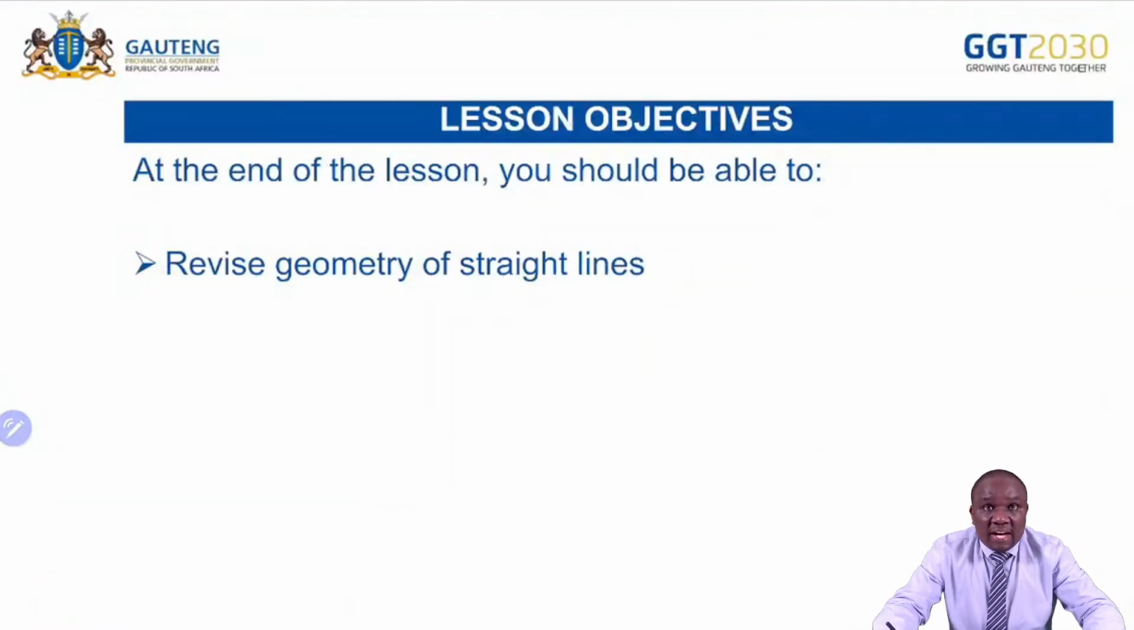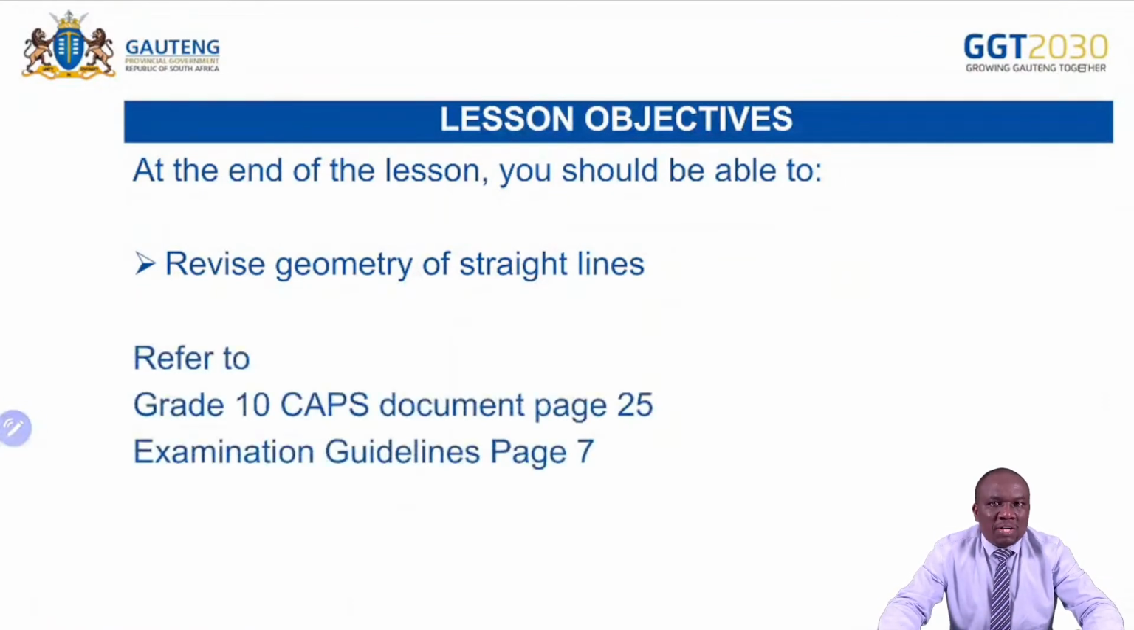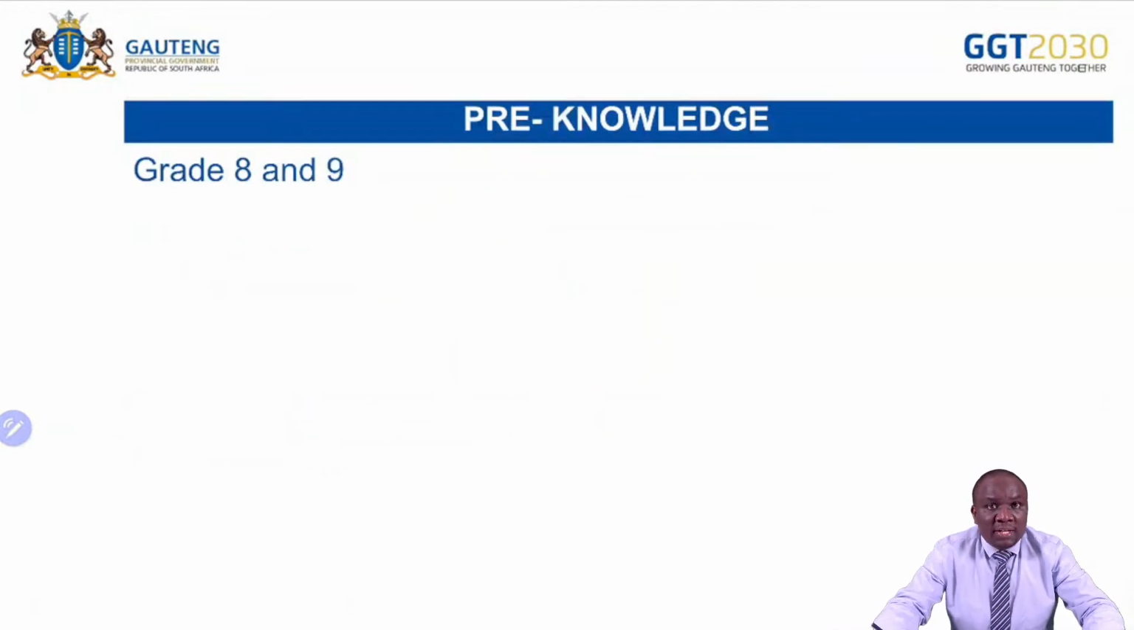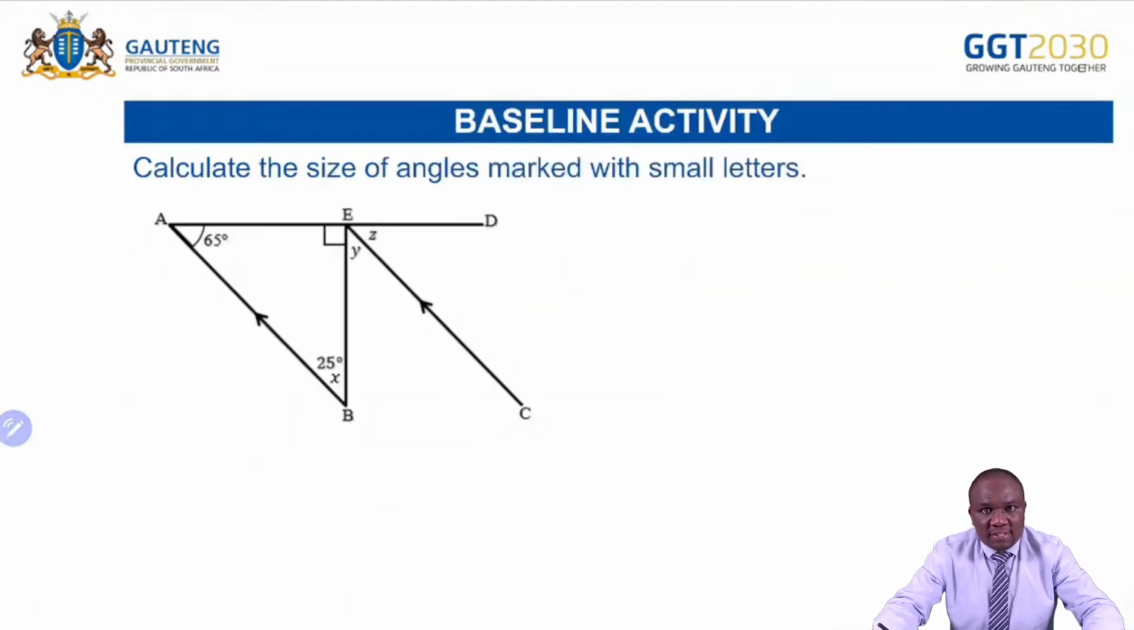Today we're going to revise geometry of straight lines. Like I've said, that's the main objective. We want to revise geometry of straight lines. In grade 8 and 9, we have done this topic, so it is revision. But before we move any further, grade 10s, I want us to do this activity. I want you to try.